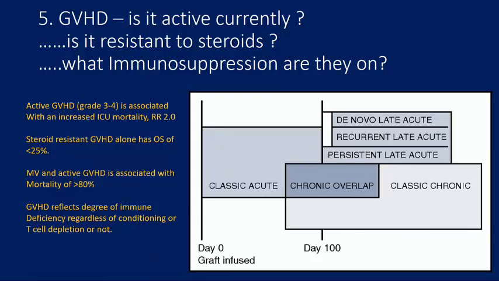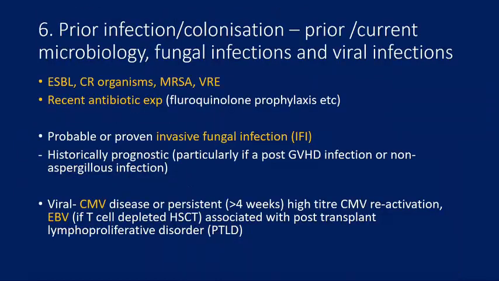The final question is really what is their prior colonisation and infectious status? And this really incorporates bacteria, fungi and viruses. From a bacteria point of view, it helps guide empiric antibiotic therapy. From an invasive fungal infection point of view, this is fairly consistently shown to be prognostic in patients post-bone marrow transplant admitted to intensive care units, particularly when it's a non-aspergillus species and when it's a non-pulmonary source.